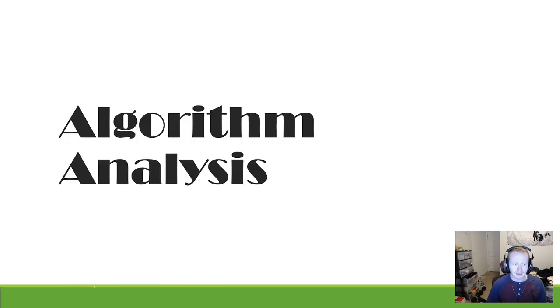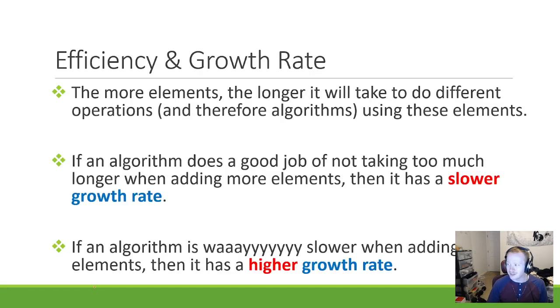And then finally, we can analyze some of these algorithms. So a couple terms that we're going to be talking about is efficiency and growth rate. Efficiency is just how well this algorithm will run, and growth rate is, hey, if we have more numbers, how much slower will it run?